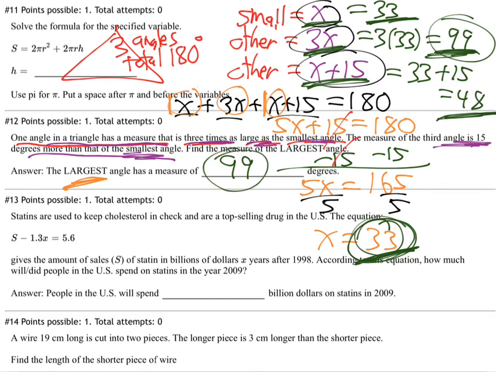Good. Okay, number 13. Statins are used to keep cholesterol in check and are a top-selling drug in the U.S. The equation S minus 1.3x equals 5.6 gives the amount of sales S of statins in billions of dollars, x years after 1998. According to this equation, how much did people in the U.S. spend on statins in the year 2009?